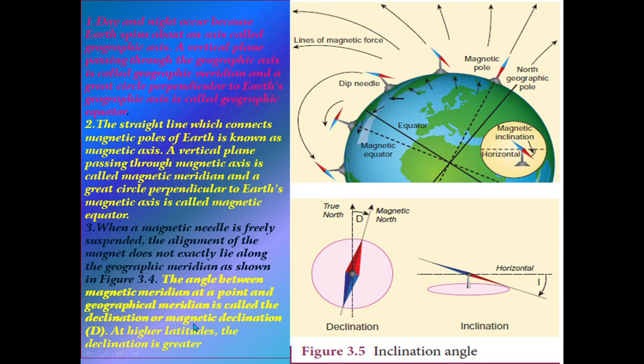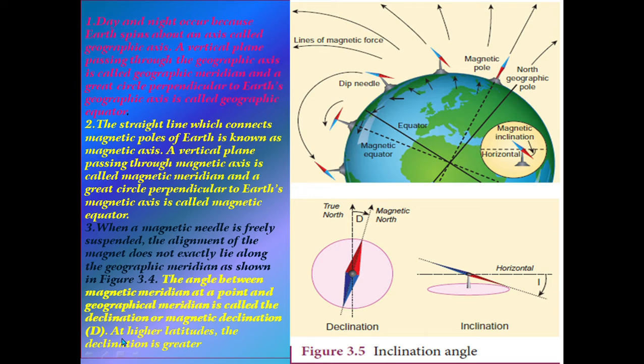So the last important two more questions: the angle between the magnetic meridian at a point and geographical meridian is called the declination or magnetic declination. Once again repeat: the angle between the magnetic meridian at a point and geographical meridian is called the declination or magnetic declination.